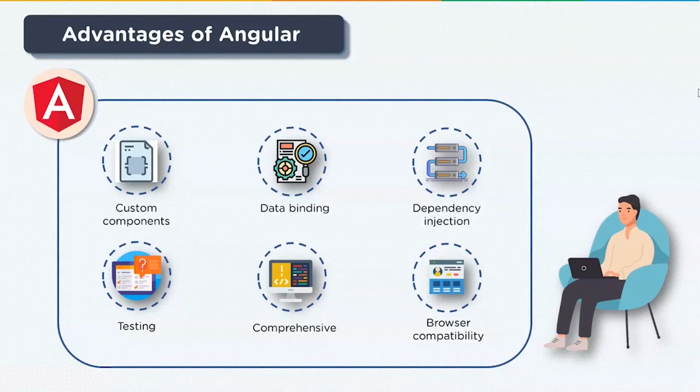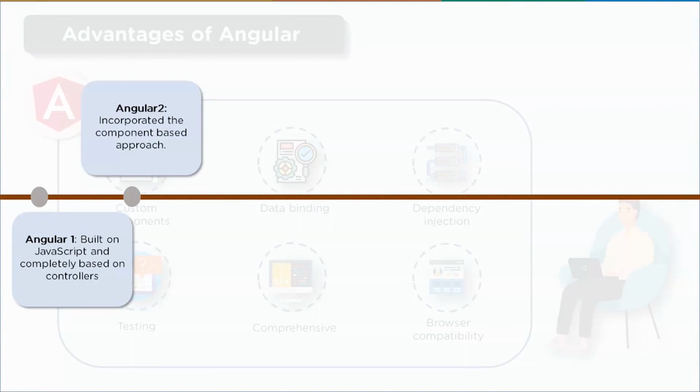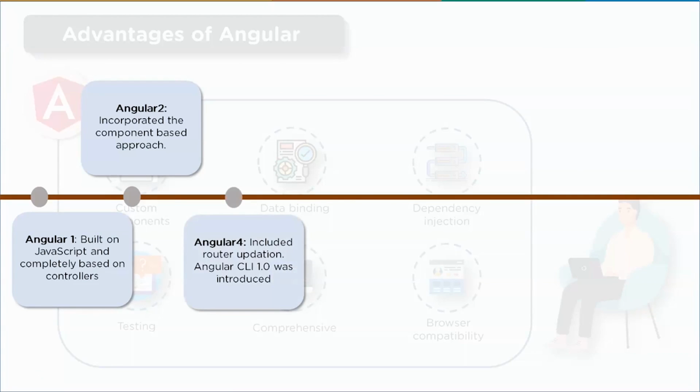Now, many versions of Angular have been released ever since its inception. All of these versions have added to the efficient working of the framework. Now, here are the different versions released. First up was Angular 1. It was built on JavaScript and completely based on controllers. Next release was Angular 2. Now, this incorporated the component-based approach, wherein the entire UI was divided into several components and lastly integrated to give the final logic. Next was Angular 4.